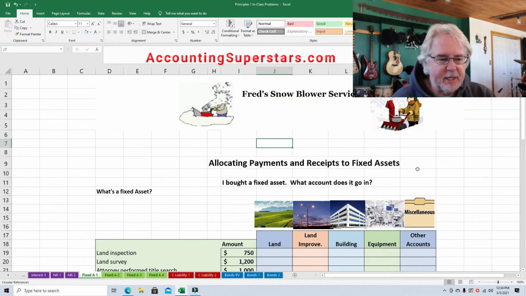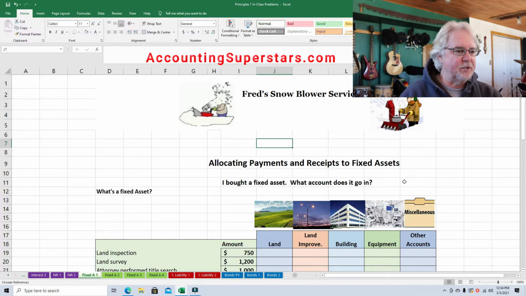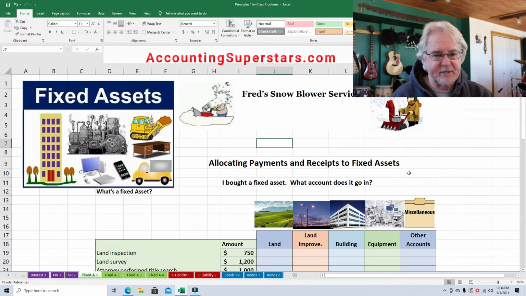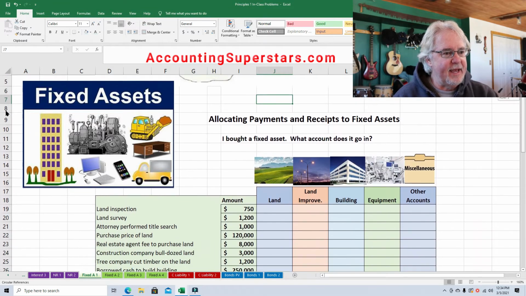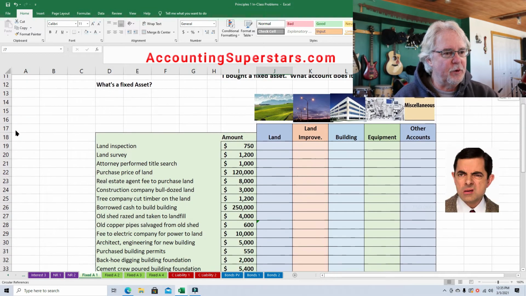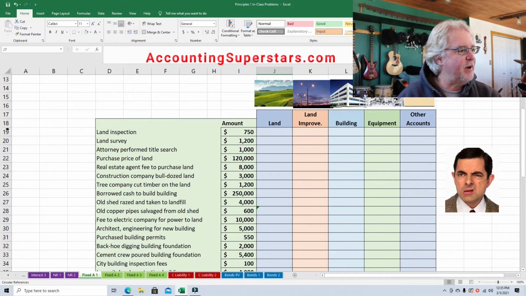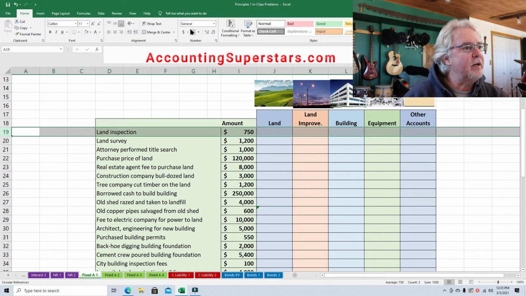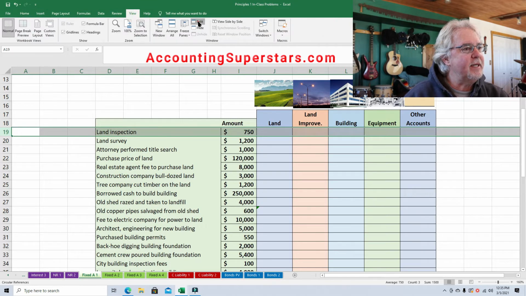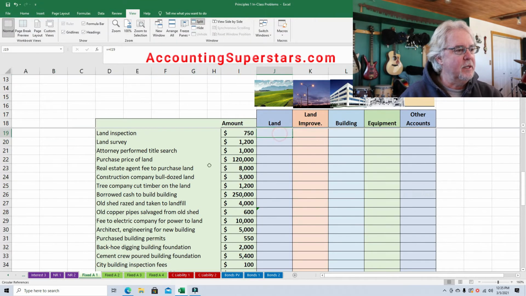So what we'll do is we'll take it as it comes here. So, allocating payments and receipts to fixed assets. These are things that Fred has done, and Fred is wondering, well, what category should I put them in? So what I'm going to do, I'm going to split the screen right away. Here we go. View, split. There we are. All right.